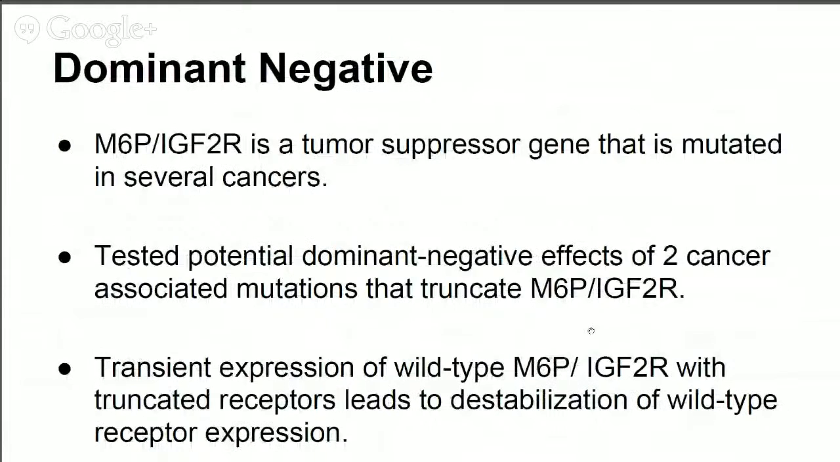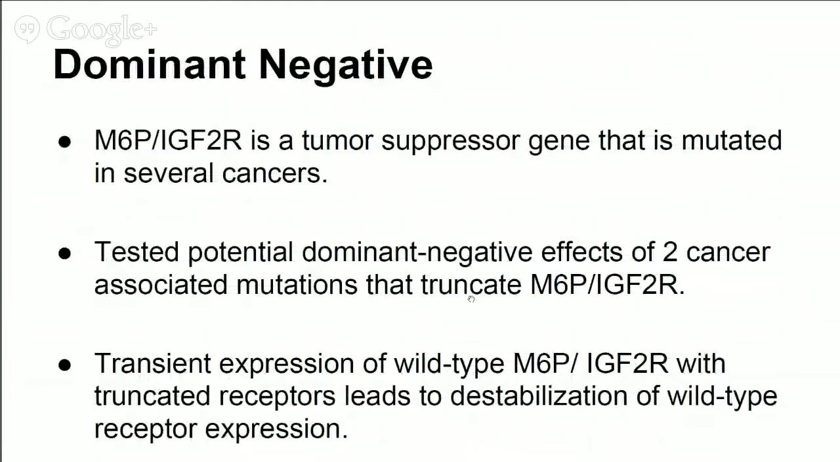A separate study showed dominant negative effects using M6P IGF2R, which is a tumor suppressor gene that is mutated in several cancers. They tested the potential dominant negative effects of 2 cancer-associated mutations that truncate, or cut or shorten, M6P IGF2R. And the result was that a transient expression of wild-type M6P IGF2R with truncated receptors led to destabilization of wild-type receptor expression. And this is cell adhesion and relevance to cancer, and I hope that it was helpful.